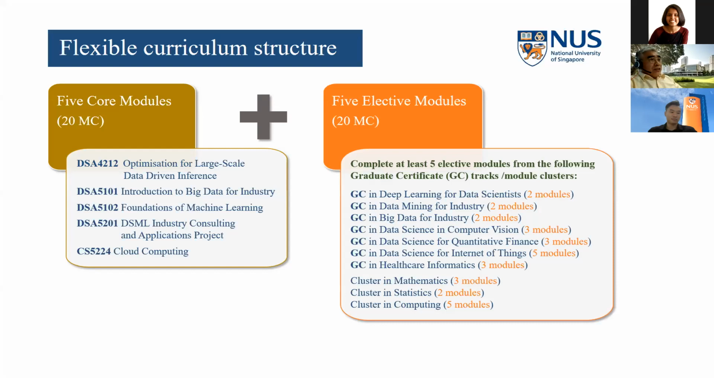There are about 30 elective modules. Most of these modules are shared with the other graduate certificate programs. For example, 3 modules are shared with the GC in data science for quantitative finance, and 2 modules are shared with the GC in deep learning for data scientists. There are also other modules in mathematics, statistics, and computing for students to take.